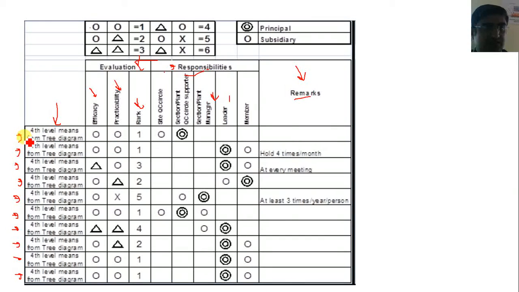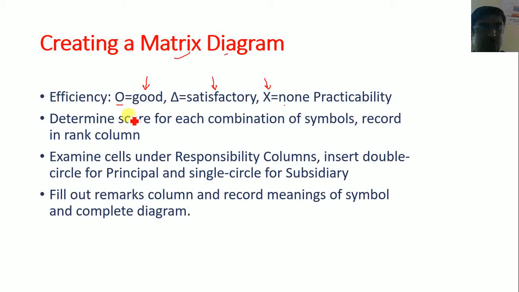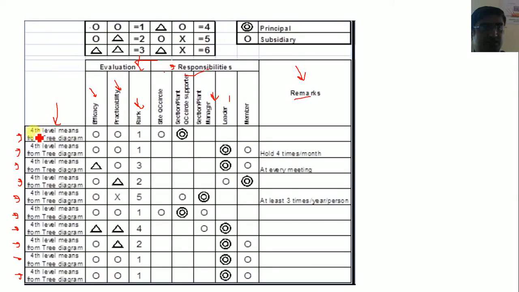Here is the first mean. The efficiency level is O, which means the efficiency level is good. For the first of the fourth level means, the practicability is also good, so you have a pair of O's. Now you have to place the value of rank. When these things happen, good plus good is equal to the first rank.